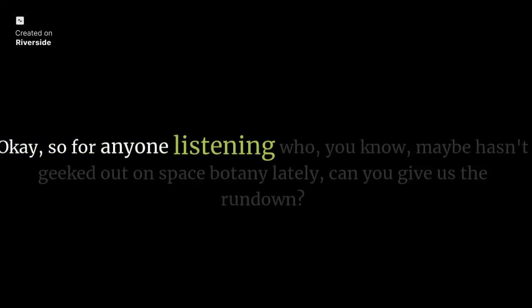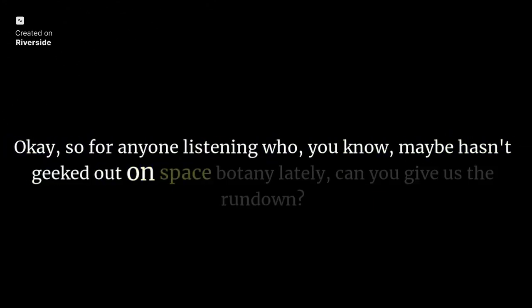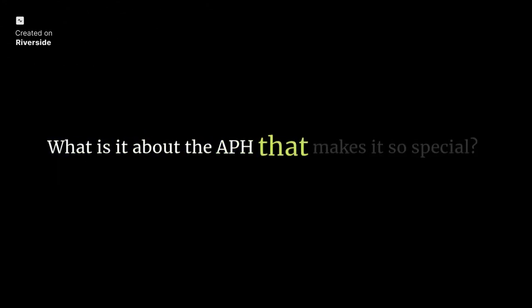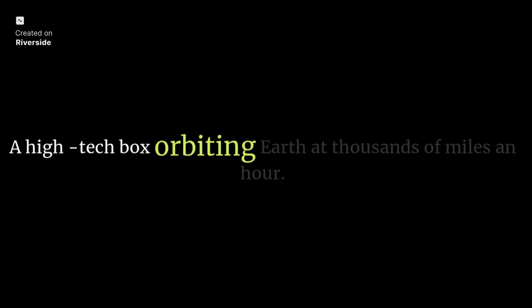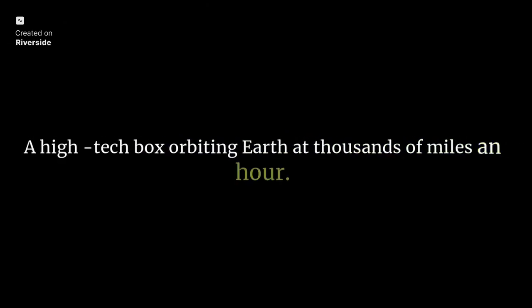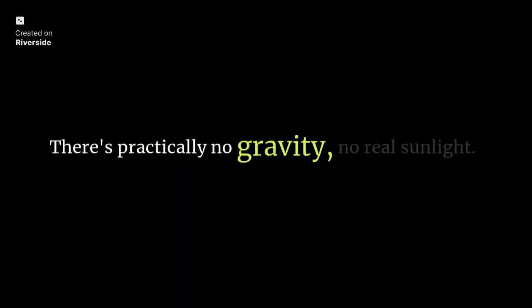Okay, so for anyone listening who maybe hasn't geeked out on space botany lately, can you give us the rundown? What is it about the APH that makes it so special? So imagine you're trying to grow a tomato. But not just any tomato. You're trying to grow it in a box, a high-tech box, orbiting Earth at thousands of miles an hour. There's practically no gravity, no real sunlight. It's a huge challenge. We have to bring our own sun, basically.